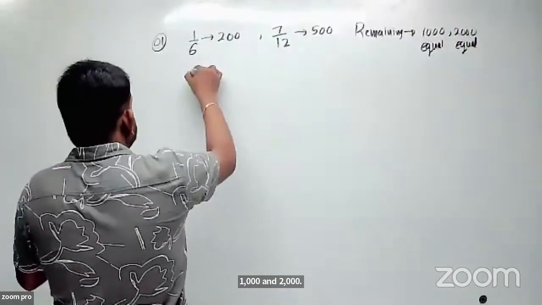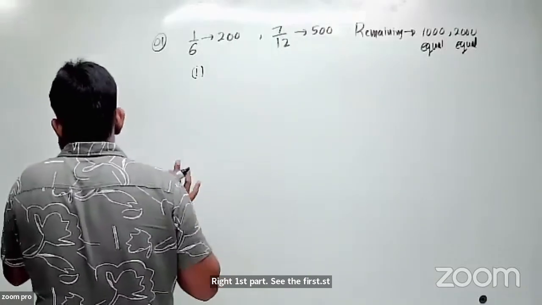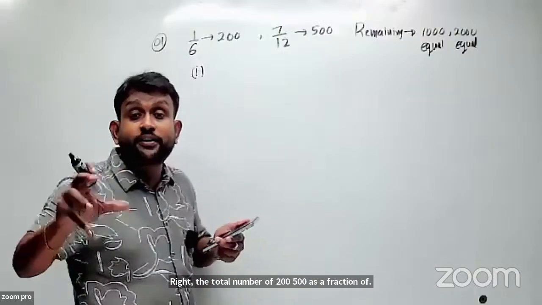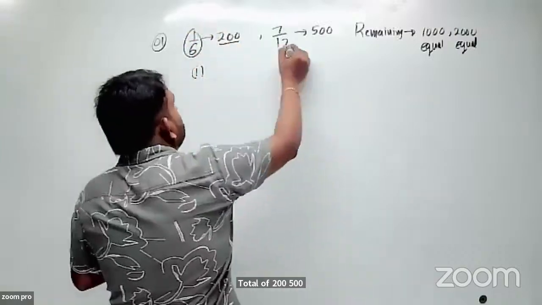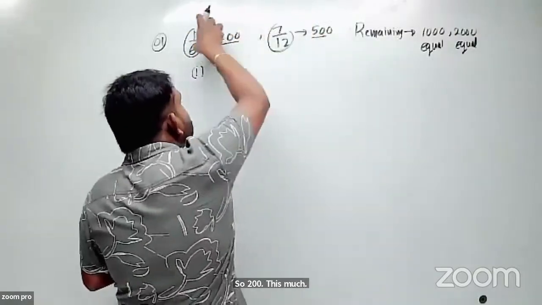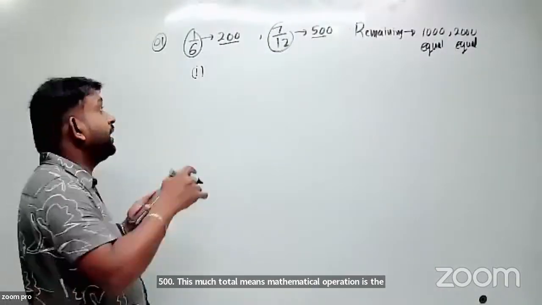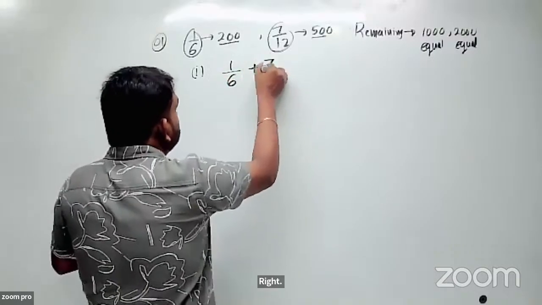Right, see the first part. Write the total number of 200 and 500 tickets as a fraction of the total. So 200 is this much, 500 is this much. Total means the mathematical operation is addition, right? So you have to add these two fractions together: 1 upon 6 plus 7 upon 12.